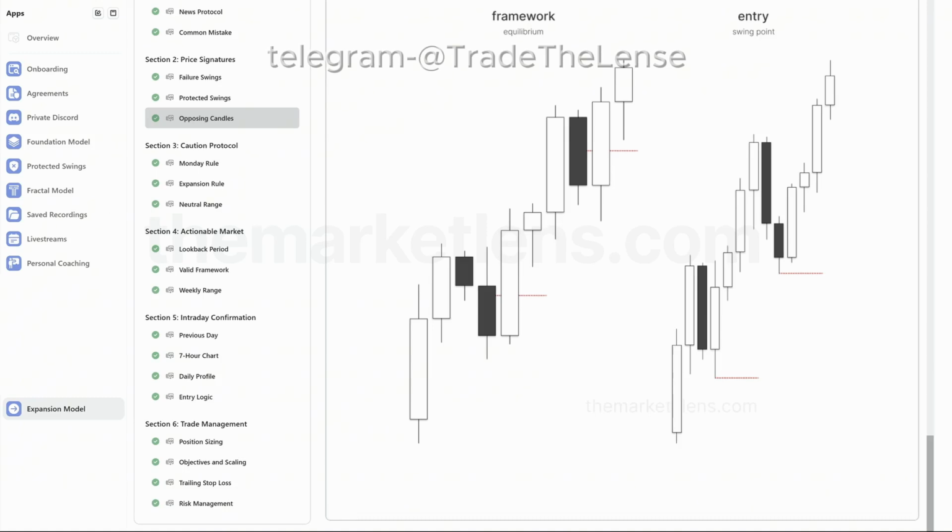So I assume that's pretty straightforward with price signatures. I want to assume so, at least. So I'm going to move on to the caution protocol.